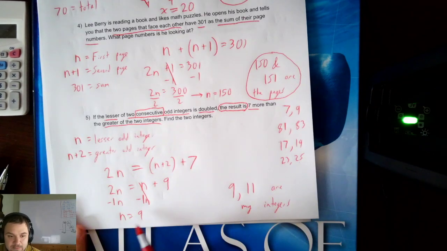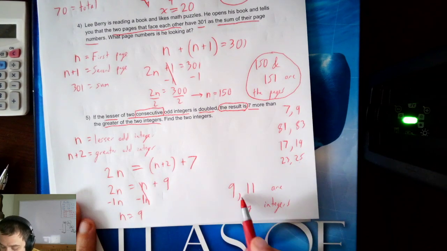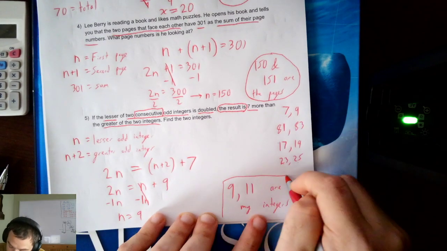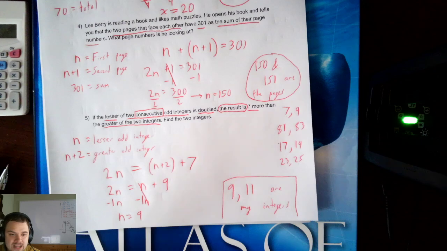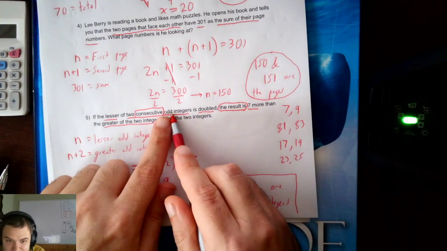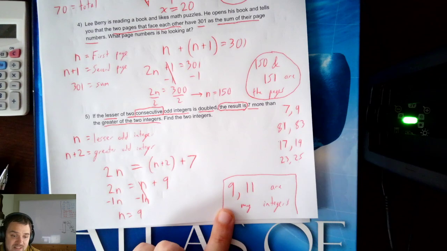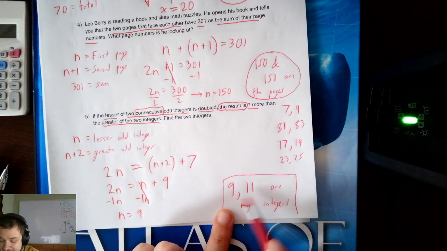Oops, sorry, I was a little off page there. I subtracted 1n and got n equals 9. And so I said 9 and 11 are my integers. Those are my 2 values, right? I found the integers. It's good that they're odd, because the question says they're odd. If I got 4 and 6, I know I'm wrong. They have to be odd. It's also good that they're back to back.